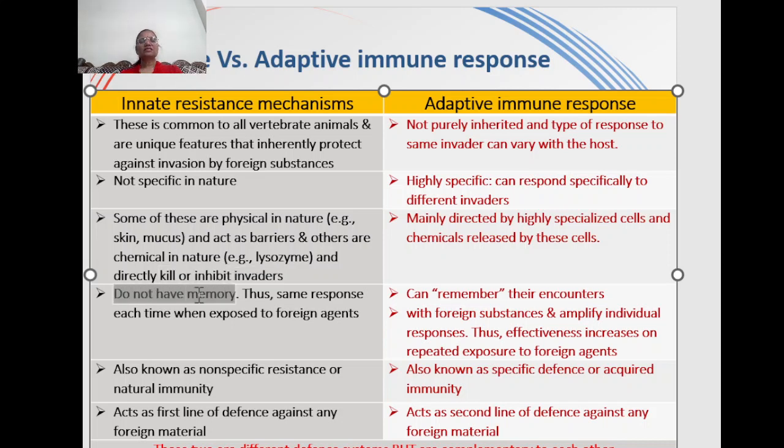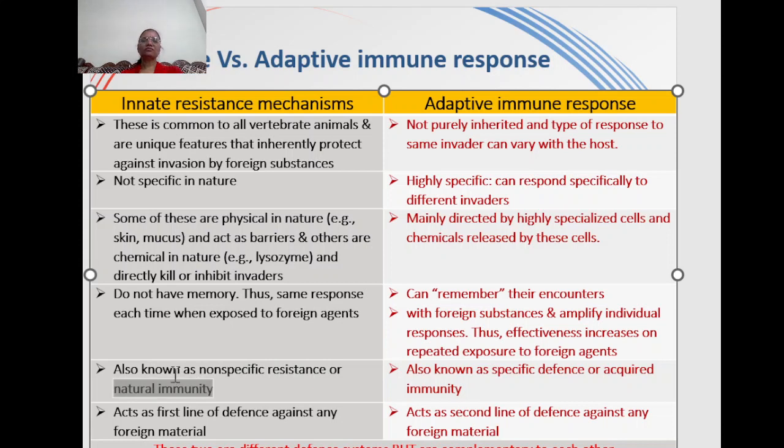The innate resistance has another property: it does not maintain memory. That means even if the same pathogen comes in contact with your body again, the same type of response will be given in the case of the innate resistance mechanism. And so it is called non-specific resistance, or it is also referred to as natural immunity.